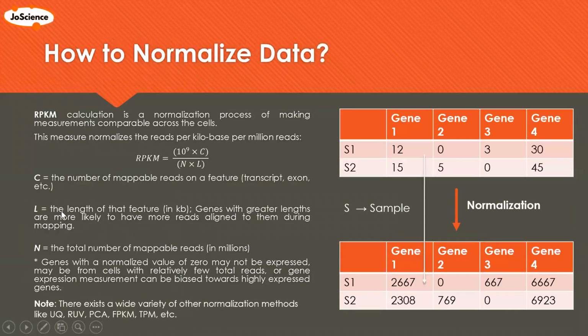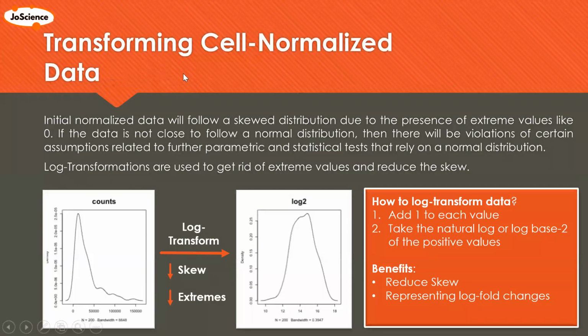Normalization takes into account the length of each feature or exon. It also takes into account the number of mappable reads on each feature within the reference genome. So normalizing the data would ensure fair comparison between the gene expression values. Transforming the normalized data to reduce the skewness of the data is also an important step.